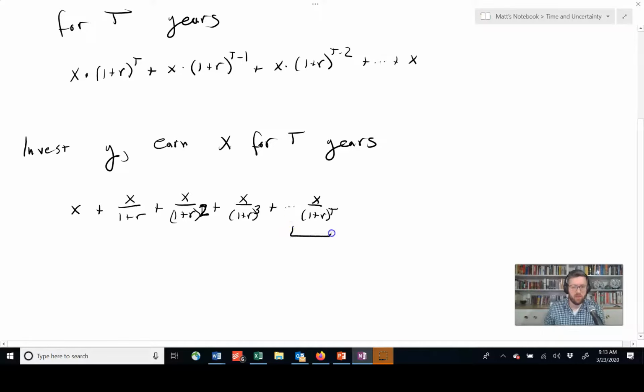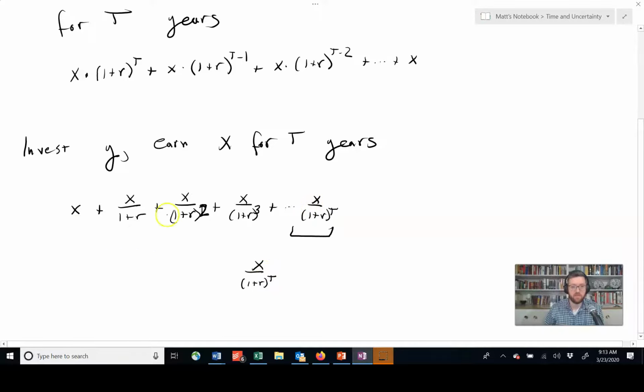What's the intuition behind this? This is saying that if you had the value X over 1 plus R raised to the power of T today, you would be able to take that money, invest it at the interest rate for T years, and have exactly the same amount X after T years. Okay? That's what the intuition is.